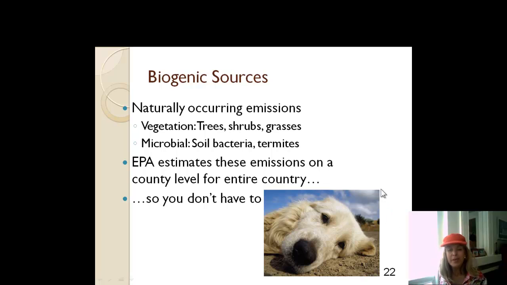So at this point, you're probably feeling like this dog. I know I am. And so we are going to take a fun little quiz. Woo!